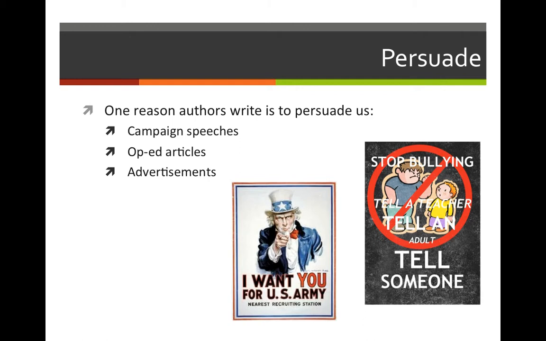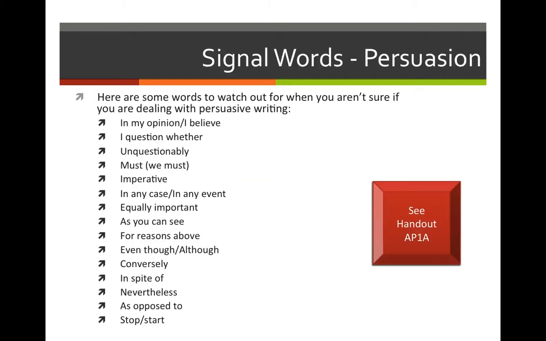So you'll see this type of persuasive writing in campaign speeches and op-ed articles, which are opinion articles in newspapers, and advertisements. For instance, stop bullying, tell a teacher, tell an adult, tell someone. That poster is obviously telling you exactly what they want you to do. A little less obvious is here, the "I want you for the U.S. Army, nearest recruiting station." Again, it's persuasive. It's using an image of Uncle Sam to get us to tap into our patriotic side and get us to join up for the Army.